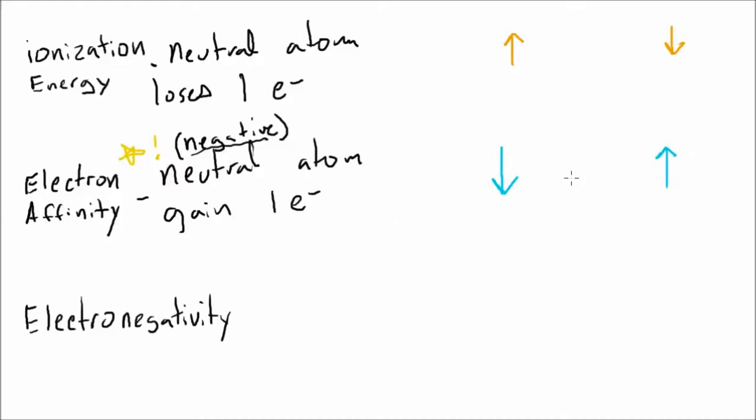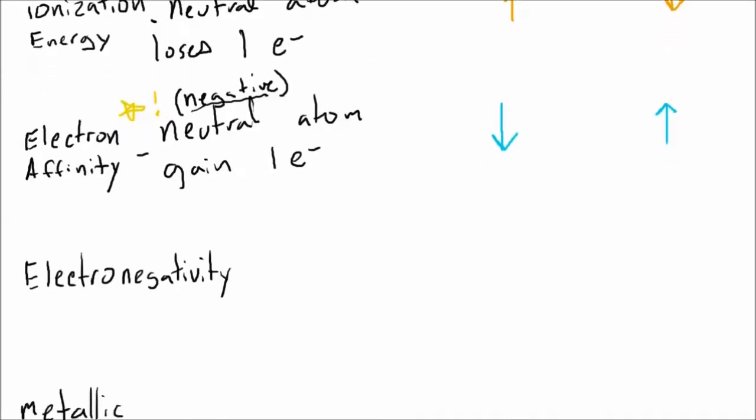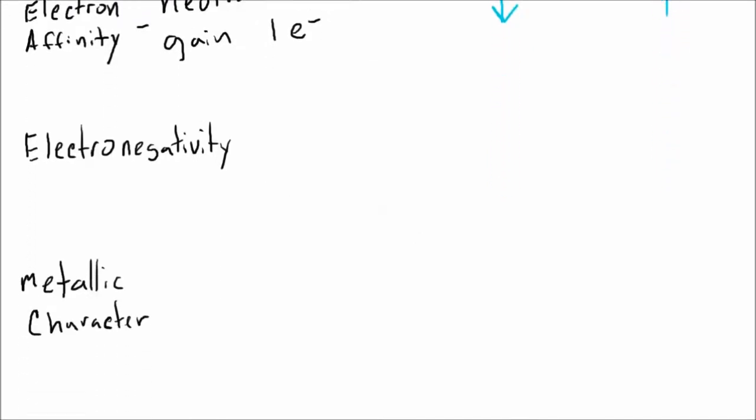So that's electron affinity, and our next property is called electronegativity. Now I'm going to star this one, not because it's kind of a weird exception, because this one is actually quite important, and it's used in chemistry quite a bit, especially with bonding and things like that.